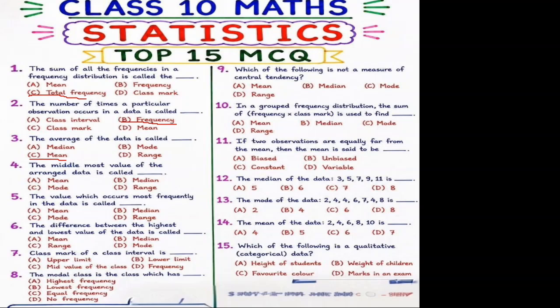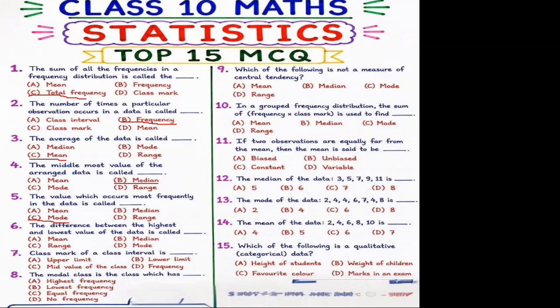So moving up to question number four, it says the middlemost value of the arranged data is called A mean, B median, C mode, D range. The answer for this number four is option B, which is median. Moving to number five, it says the value which occurs most frequently in the data is called dash. A mean, B median, C mode, D range. The answer for this number five is option C, which is mode.